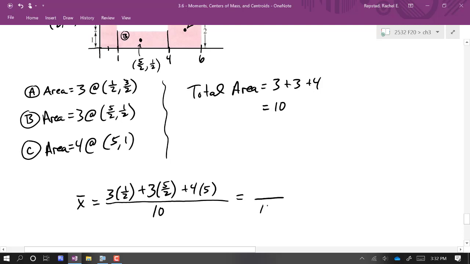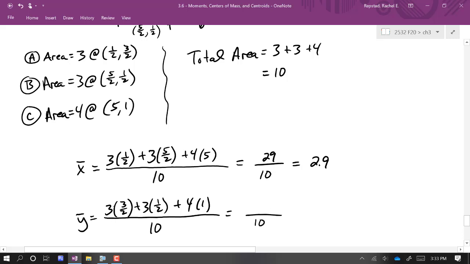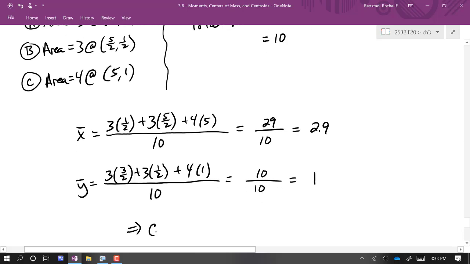In the numerator, when you do that, you're going to get a total of 29, and then divide that by 10, so we have an x bar of 2.9. Then we'll do the same thing for the y bar. Our total area is 10, so I'm taking each mass now times the y-coordinate. When you add these up at the top, you get 10, so y bar is equal to 1. So this centroid is at 2.9, 1.